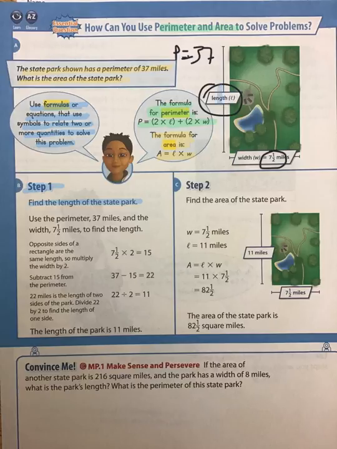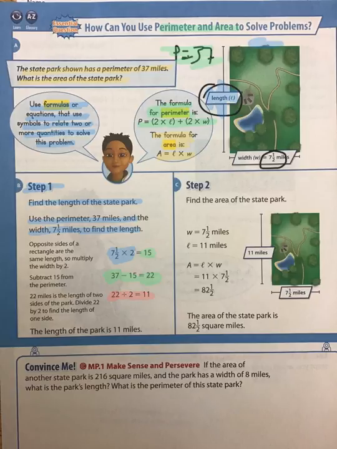So for step 1, the first thing we're going to do is find the length of the state park, this blue part that I'm coloring in. We're going to use the perimeter of 37 miles and the width of 7.5 miles to find the length. If one side is 7.5, then the other side up here is also 7.5. So we do 7.5 times 2, or 7.5 plus 7.5, and we get 15. Next, we take our perimeter, 37, and subtract the 15 from the width, and we get a total of 22. And last, 22 is the length of both sides, so we divide by 2 and get 11.